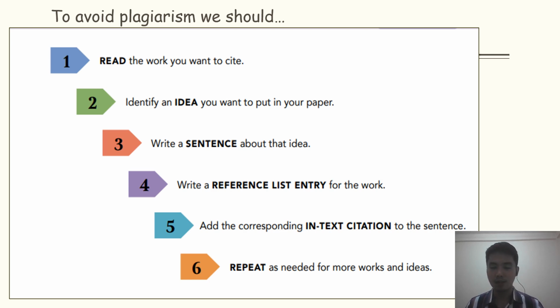To avoid plagiarism, and of course to make it a good practice of paraphrasing, we should do the following. First, we read the work that you want to cite. After reading the work that you want to cite, you identify the idea or the theme based from your readings. After identifying the theme or the idea, you write a sentence about that idea. You write it, you put it in your own words, you contextualize it based from your study or based from your objective. You write a reference list for the work, you add the corresponding in-text citation, and of course, repeat as needed to have more works and to gain more ideas from various sources.